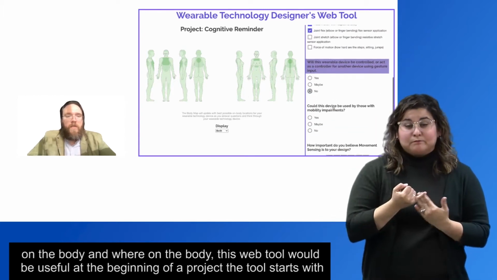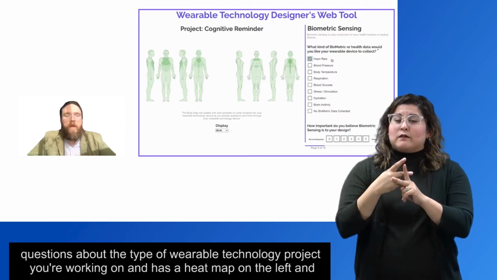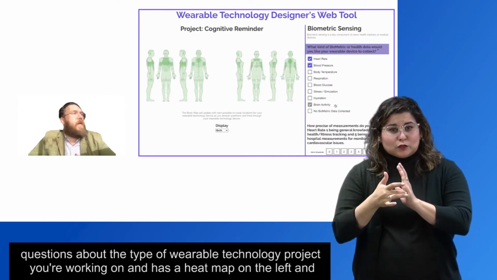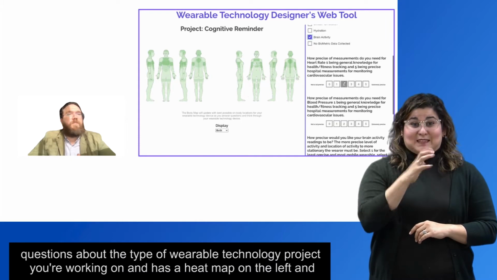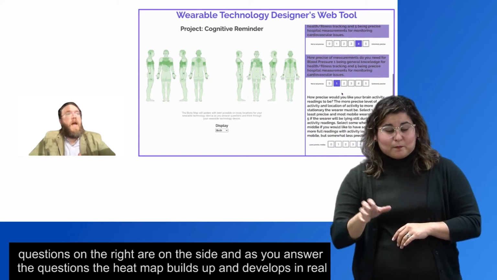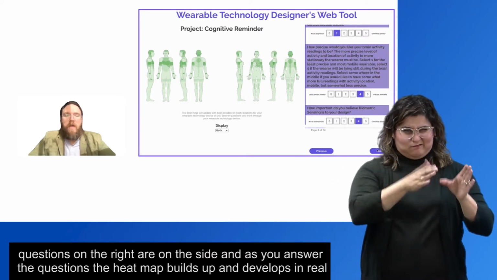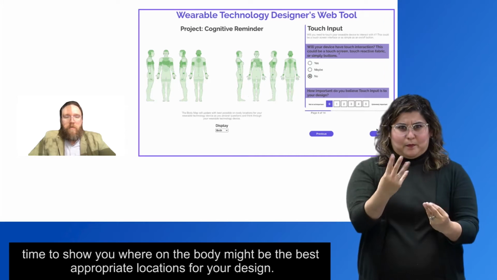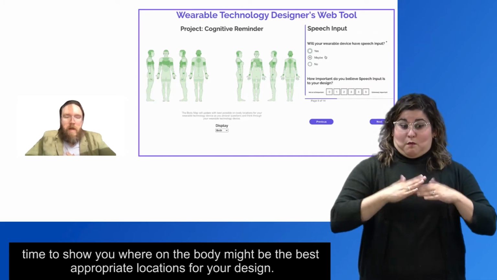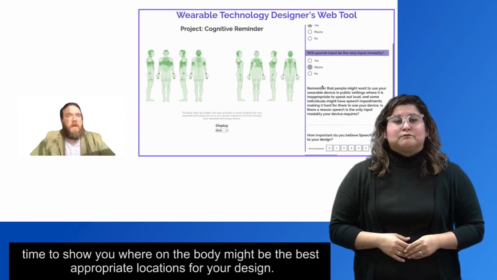The tool starts with questions about the type of wearable technology project you're working on and has a heat map on the left and questions on the right or on the side. And as you answer the questions, the heat map builds up and develops in real time to show you where on the body might be the best appropriate locations for your design.